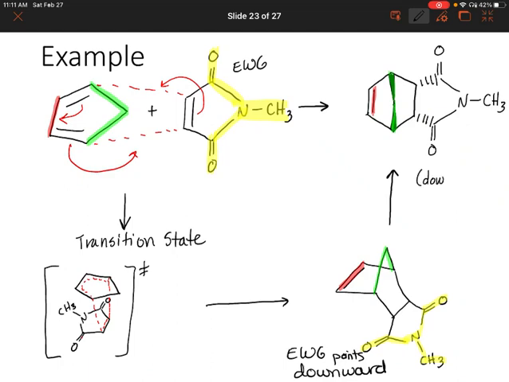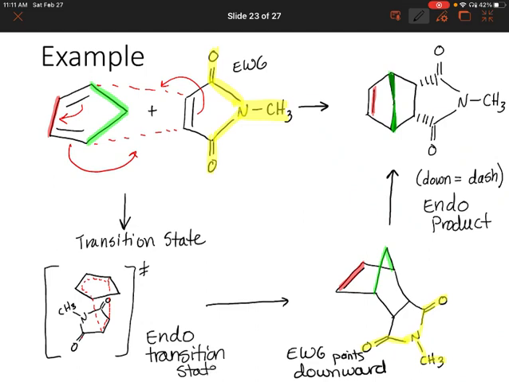So if something is pointing down, that equals a dash. Or the other way that we could say this is if it's pointing outward, then it's a dash. Okay, so again, this is the endo product, and we drew the endo transition state. Oh, and let me just highlight our electron withdrawing group so we can keep track.